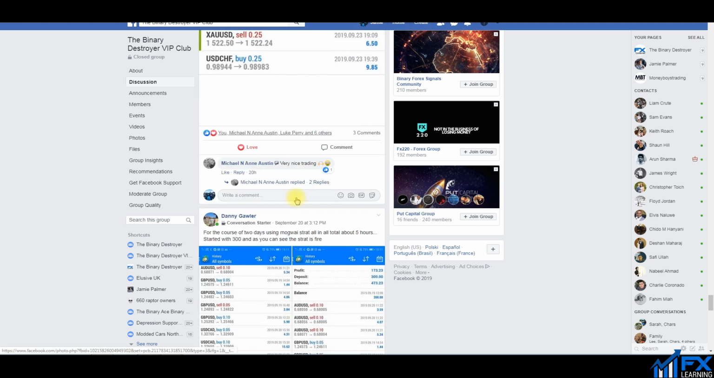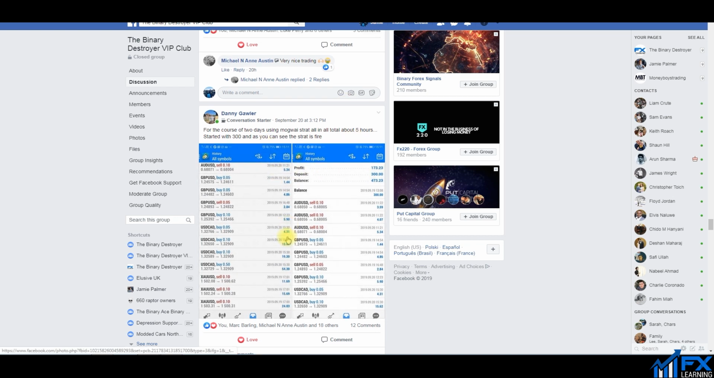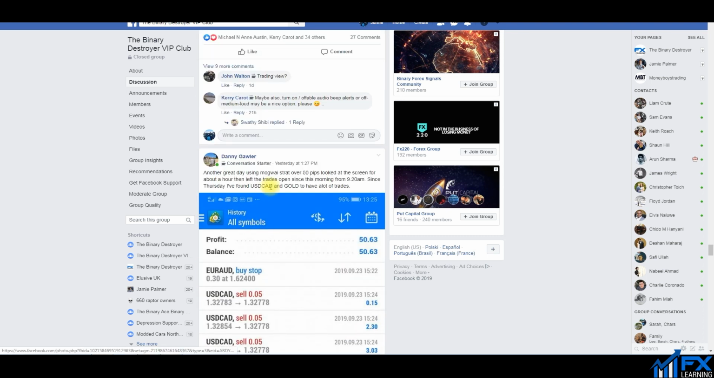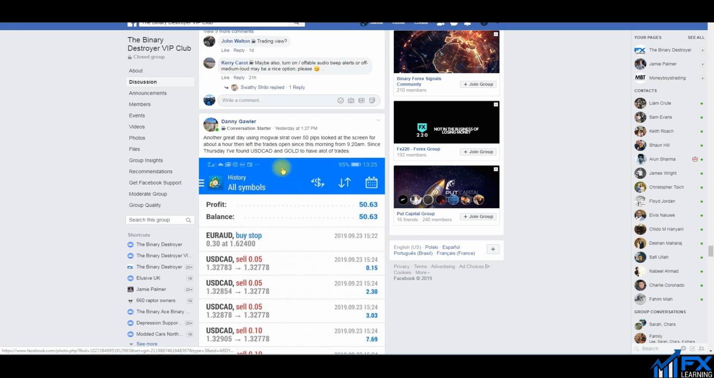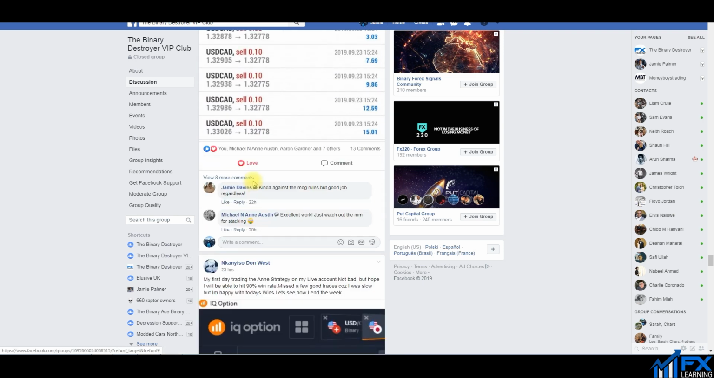Some nice money there. For the course of 2 days using the Mong strategy here, as you can see, more incredible results. I mean, this simply goes on and on again. Here you go, some more results using the Mong strategy. Danny captured 5 pips here.